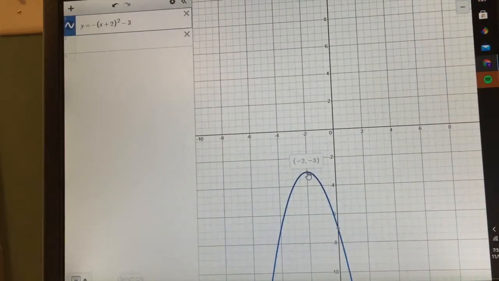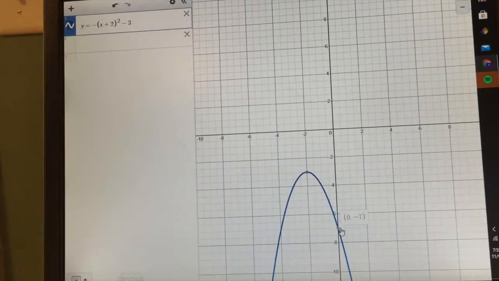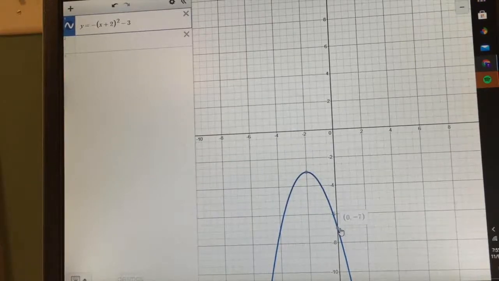I like to do my axis of symmetry next. You know the axis of symmetry is at x equals negative 2. It's that vertical line, remember, that goes through the vertex. The y-intercept is right here. That's at 0, negative 7. So the y-intercept is negative 7. The roots, again, we said that was imaginary.